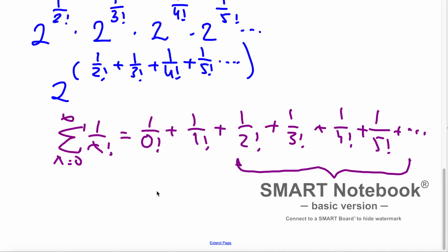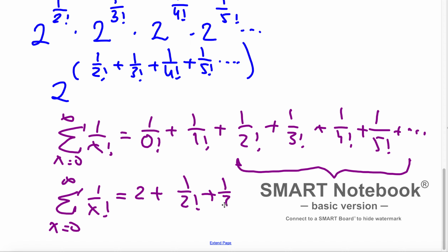This part is 1 over 0 factorial. 0 factorial is 1, 1 over 1 is 1. And 1 factorial is 1, 1 over 1 is 1. So 1 plus 1 is 2. So this is everything here. I'm taking a little bit of a shortcut. The series of 1 over x factorial I can write as equal to 2 plus 1 over 2 factorial plus 1 over 3 factorial plus 1 over 4 factorial plus 1 over 5 factorial, and it goes forever.